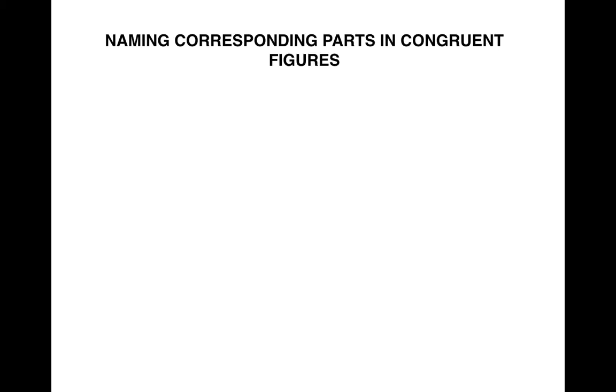In this video, we're going to have a look at how we name the corresponding parts of congruent figures. From our recent activities, we know when two figures are congruent, they are exactly the same shape and exactly the same size. So we know their sides and angles correspond to each other. What we'd like to do is to make sure that we match up the corresponding sides and angles correctly, and we name our congruent shapes in an appropriate way.